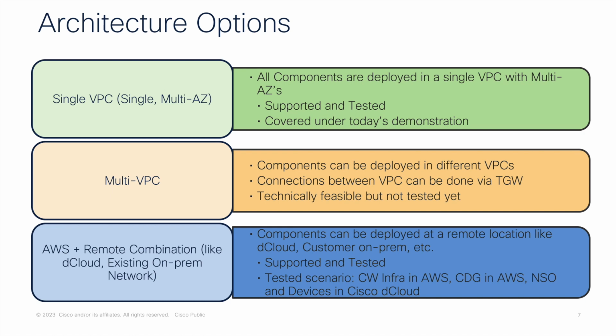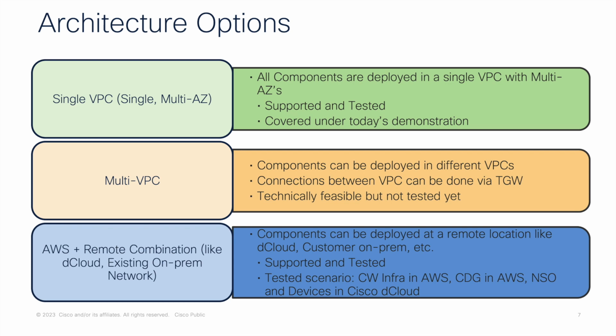The last architecture option is having CNC deployed into the AWS cloud and then connecting to your remote location, your data center where the infrastructure is currently running. Once you have a public-facing IP, you can connect to the AWS cloud using VPN tunnels, and this is secure. We have tested this scenario, and we support this kind of architecture.